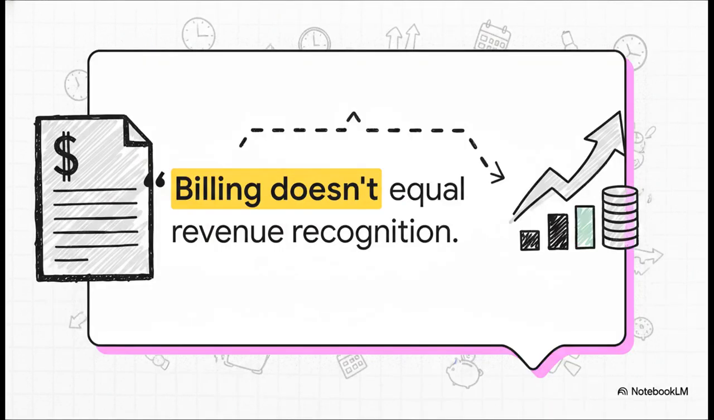Okay, this slide right here, this is the core concept you have to get your head around. It's everything. Sending a customer an invoice, that's a billing event. It's about getting paid. But actually earning that money and booking it on your income statement, well, that's a totally separate accounting event. The timing is often completely different. The second you truly separate those two ideas in your mind, you're ready for advanced revenue management.